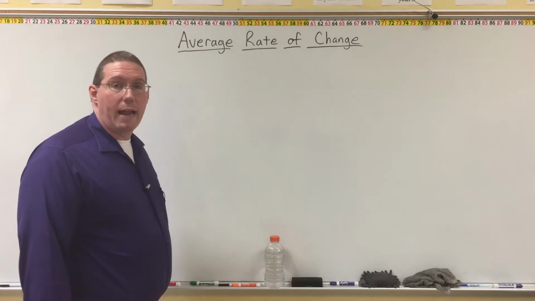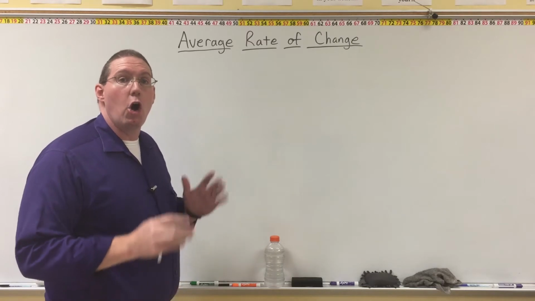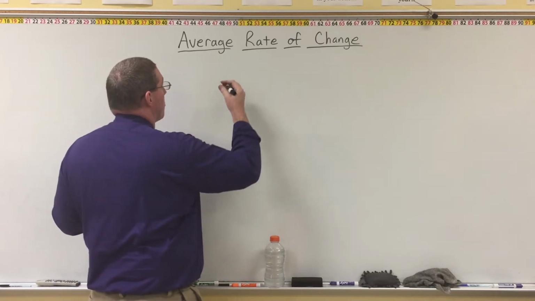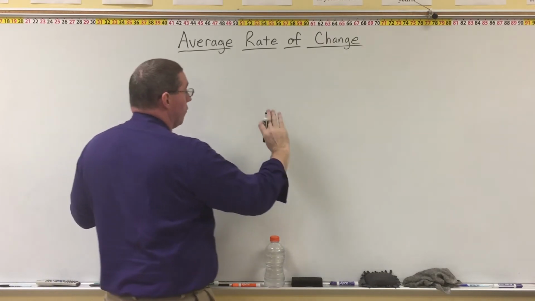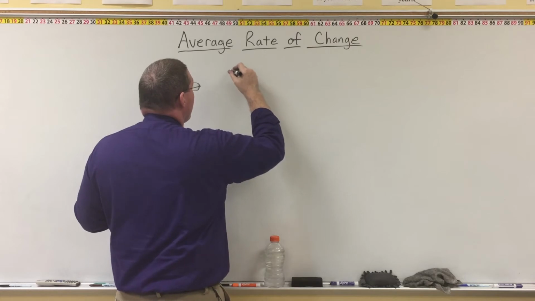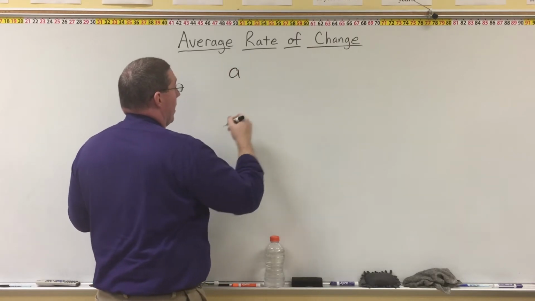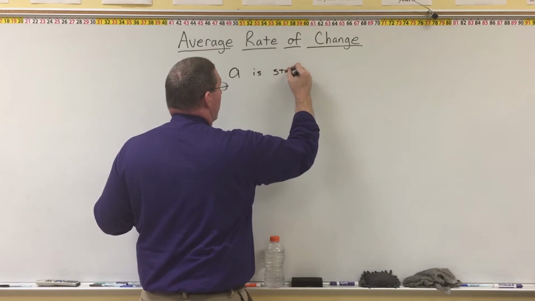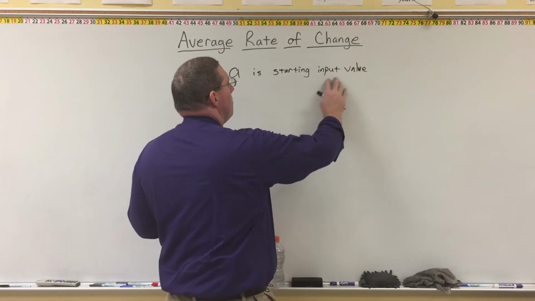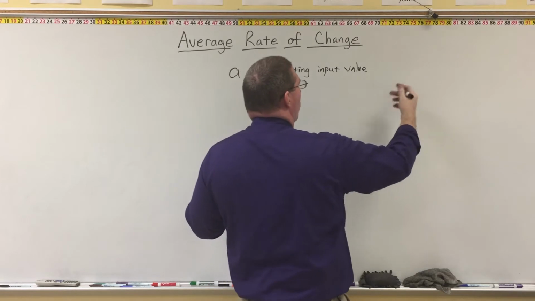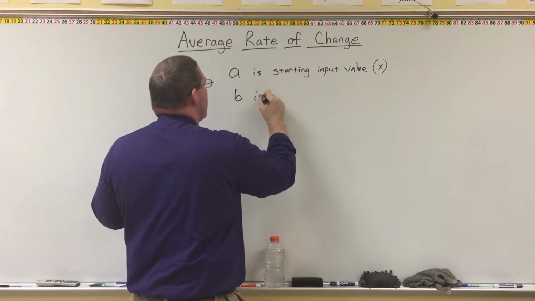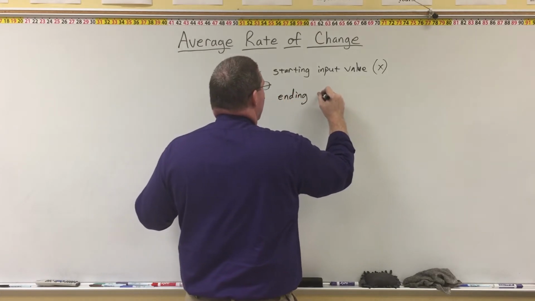All right, when you calculate an average rate of change, you're calculating it over a limited interval. And when I say limited interval, I'm talking about input values. What we call this interval, there's a starting value and then there is an ending value on the interval. The starting value is usually referred to by the letter a. a is the starting input value. Remember that input values in functions and on the coordinate plane are usually represented by the x variable, right? And then b is the ending input value.